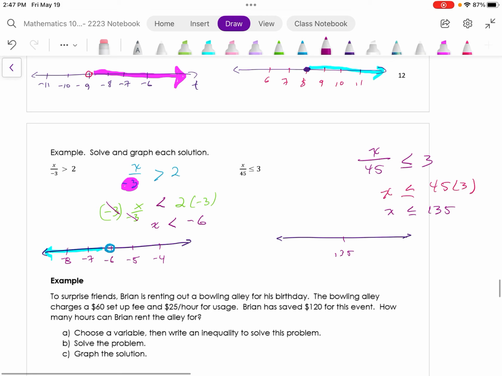Since 135 is such a large number, I may just want to count up by 5s. It'll get the point across and communicate the idea that I'm trying to. 135 is included in my solution, so I have to ensure that dot is solid. I'm going to highlight the direction of my solution. Make sure that arrow is well understood. Maybe not. I'll just fill it in a little bit more.